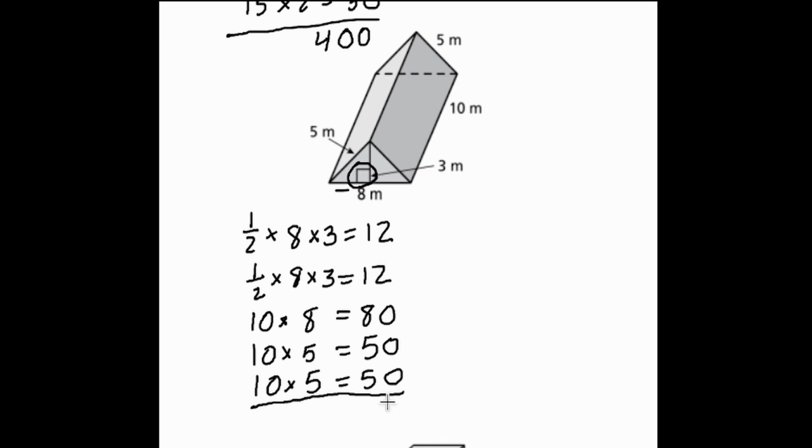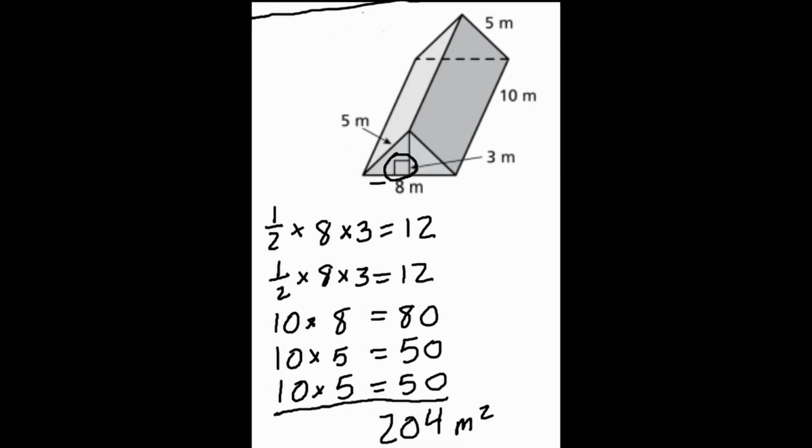2 plus 2 is 4. 1 plus 1 is 2. Plus 8 is 10. Plus 10 more is 20. So that's 204 meters squared.